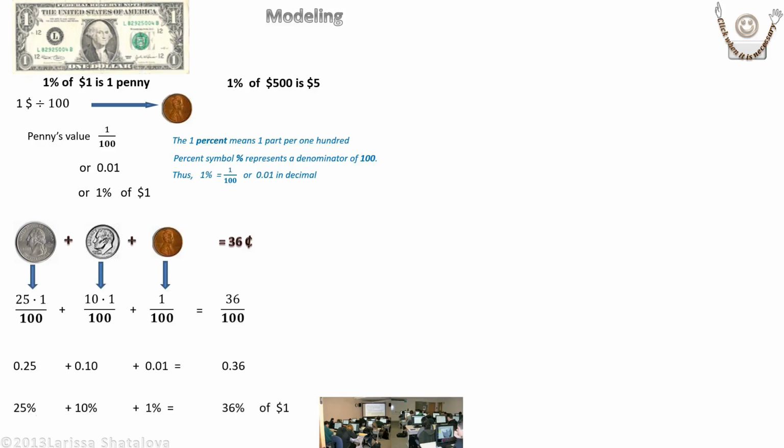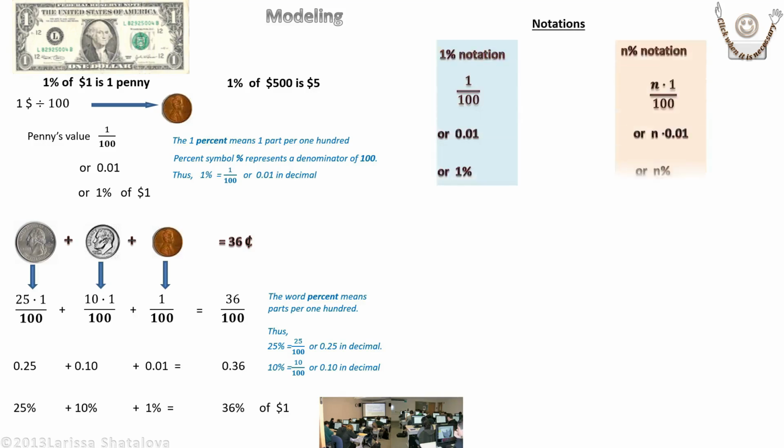All of this is possible because the word percent means parts per 100, thus 25% equals 25 over 100 or 25 hundredths in decimal. 10% equals 10 over 100 or 10 hundredths in decimal. Now we can say it is fractional notation if you see the fraction bar and 100 as a denominator. Decimal notation if you see a decimal point or if you can rewrite the number having a decimal point. Percent notation if you see the percent symbol.